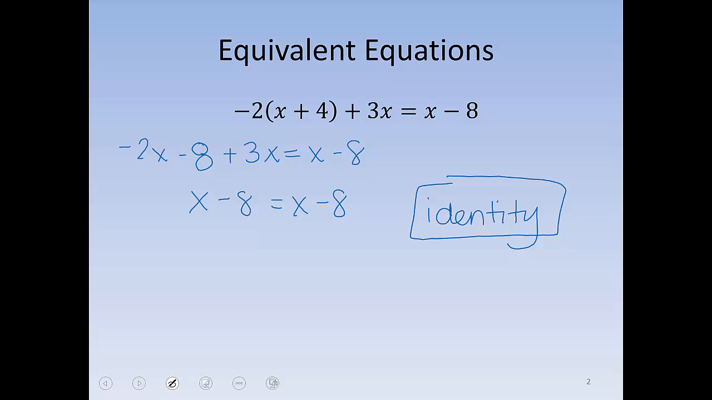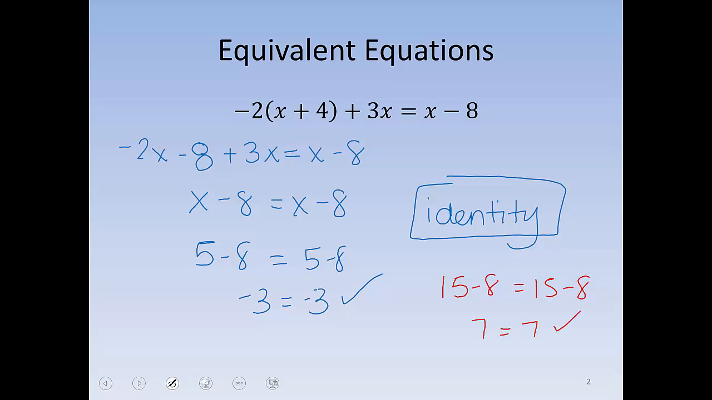What type of solutions does it produce? Well, if I were to go ahead and substitute in a 5 for x, I would have 5 minus 8 equals 5 minus 8. That would be negative 3 equals negative 3. And you'd say, well, that's true. And I said, oh, okay, well, let's try another one. Why don't we try 15 minus 8 equals 15 minus 8. You'd say, well, that's 7 equals 7. And that's true. In other words, there's not a single x value that I can choose that wouldn't make both sides of this equation exactly the same value. So the solutions are all real numbers.